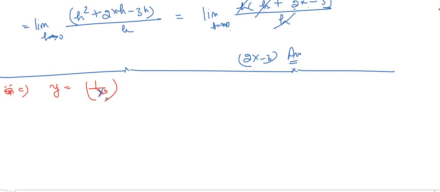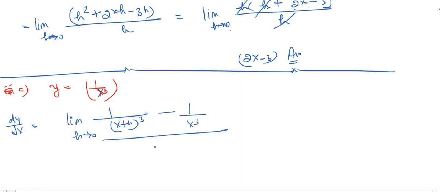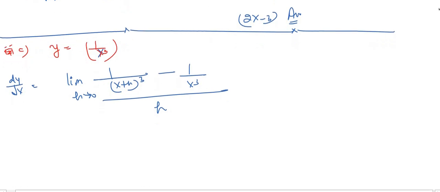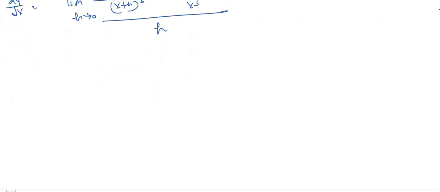Part C says y is equal to 1 by x cube. So we are supposed to find the derivative with first principle. So let me write down dy by dx is limit h is tending to 0, f of x plus h, so 1 by x plus h cube, minus f of x, which is 1 by x cube, by h. This is by the basic principle formula, correct? So this is what we did.